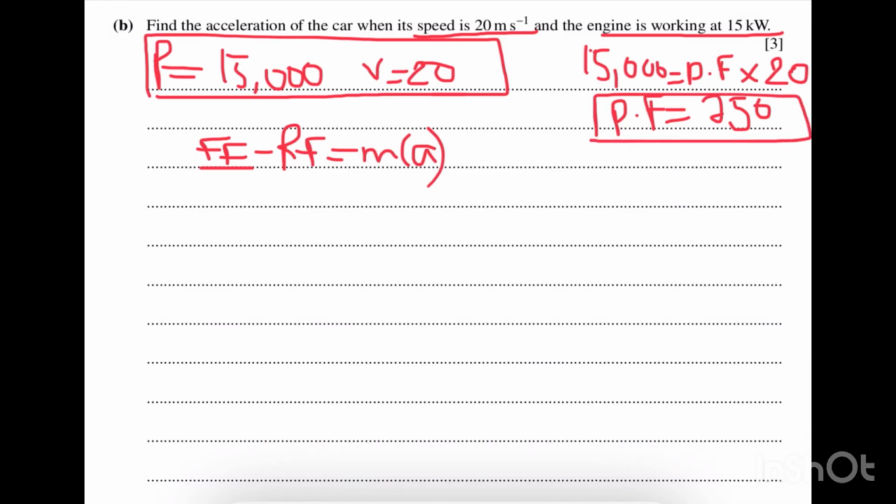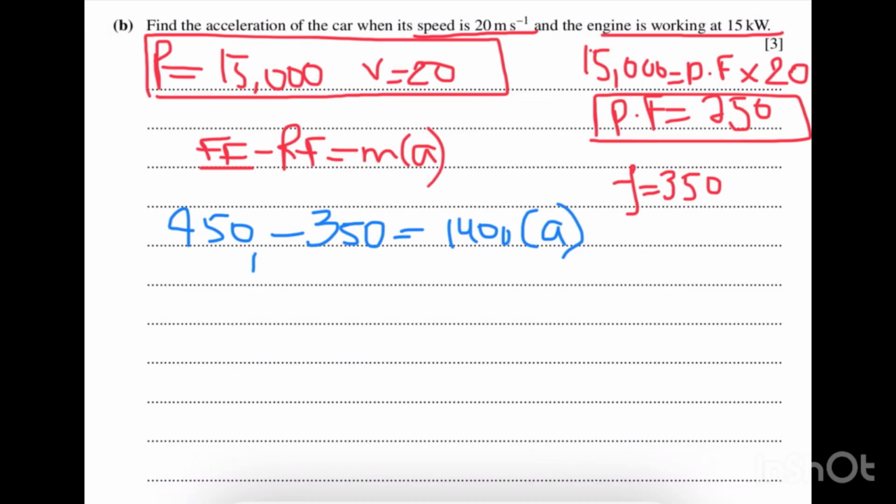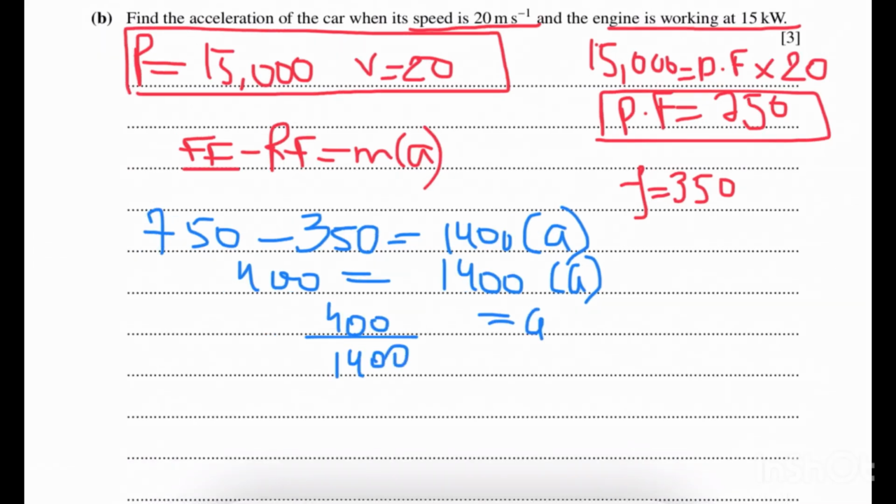Other than that, the friction will remain the same, which was given to us as 350, as given in the prompt of the question. 750, the driving force, minus the resistive force of 350, is equal to the mass 1400 times a. This becomes 400 is equal to 1400 times acceleration. Simplify this, acceleration is equal to 400 divided by 1400. Simplifying this, 2 zeros cancel out, leaving 4 over 14. Simplifying it further, we get 2 over 7.